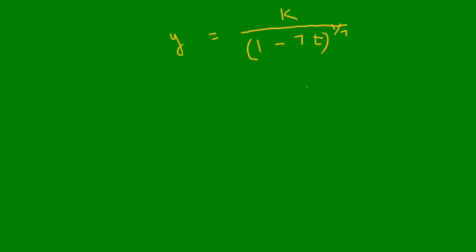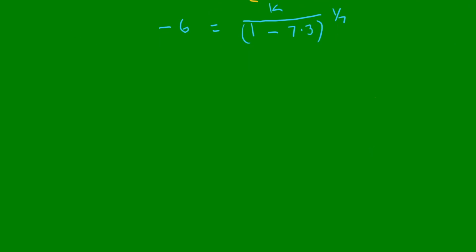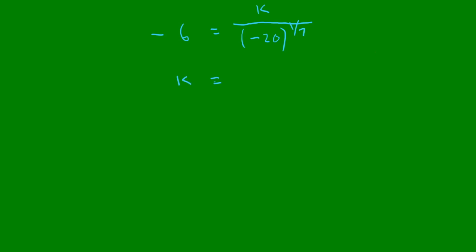So now we can use our initial conditions to find what k must be. And we had y of 3 was equal to minus 6. So let's plug those values into the equation to solve for k. So when we do that, this is what we get. And we can simplify that a little bit. And then solving this for k, we get k is equal to 6 times 20 to the 1/7.